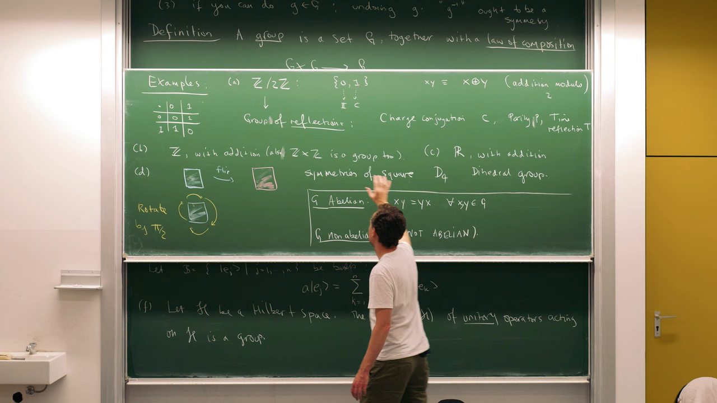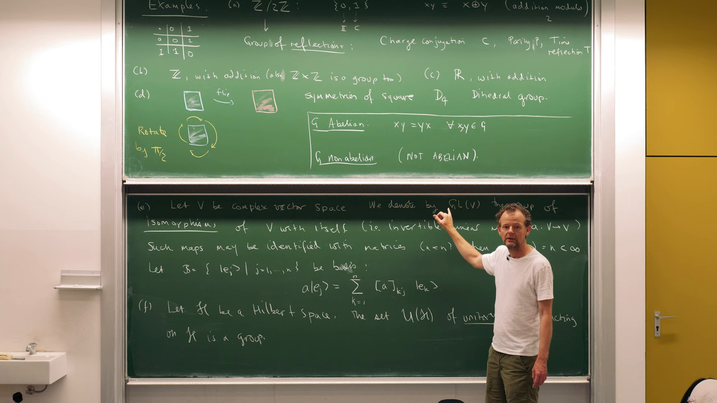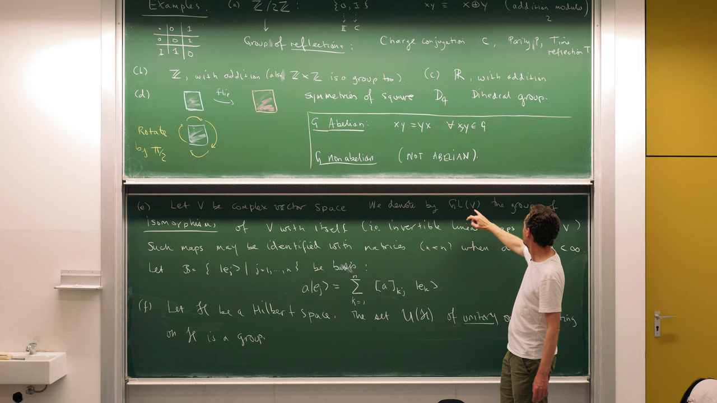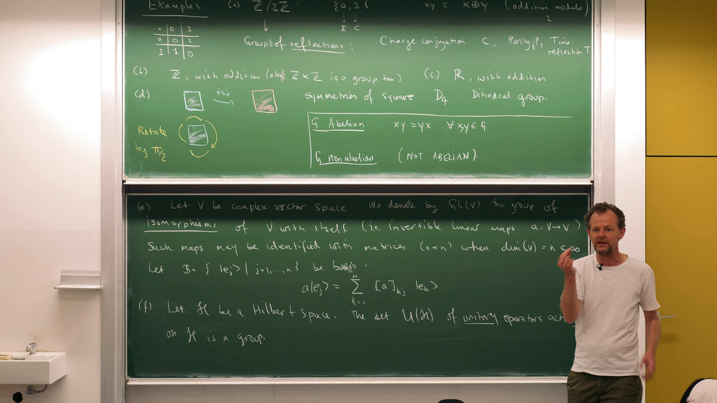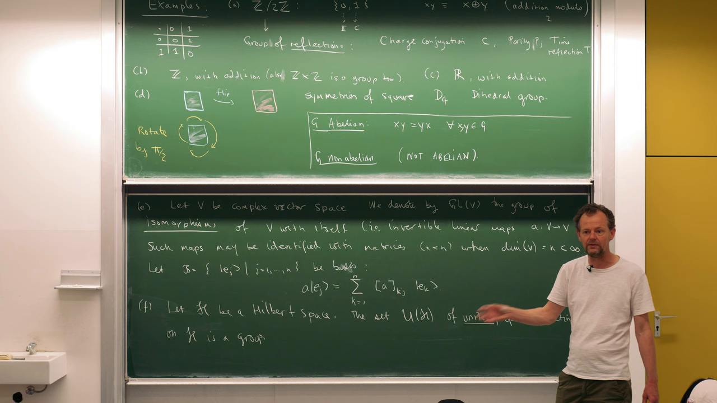But this one is infinite. This one is infinite. This group here is infinite. It's a finite dimensional vector space, but the number of possible invertible linear maps on this vector space is infinite, right? You just have to differ by epsilon and you get a different element. And this set down here is also infinite, even when H is two-dimensional, right? The set of 2x2 unitary matrices has an infinite number of elements.